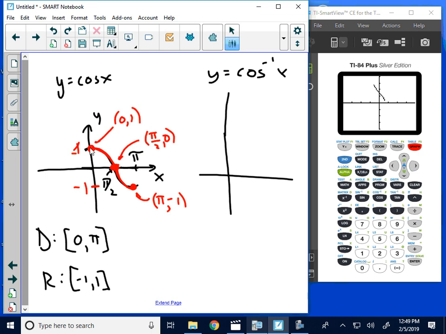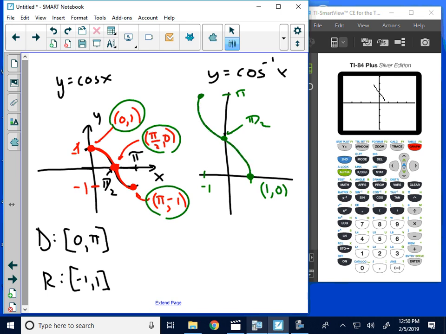So instead of 0, 1, we're at 1, 0. Instead of pi over 2, 0, we're at 0, pi over 2. So this would be pi over 2 up here. And instead of pi, negative 1, we're going to negative 1, but all the way up here at pi, which is right there. And then again, we have to connect these with a smooth curve. It looks like that. Okay.